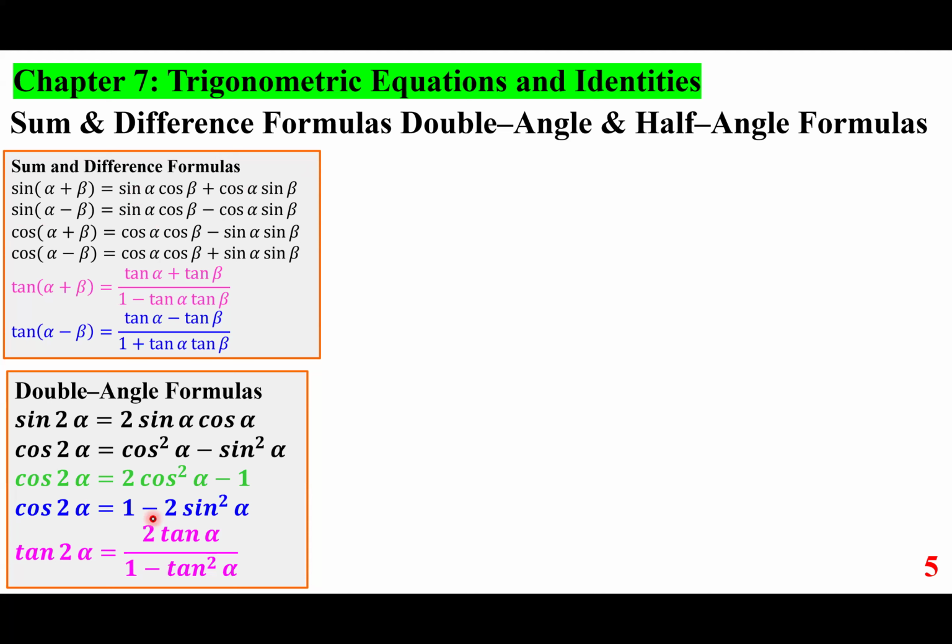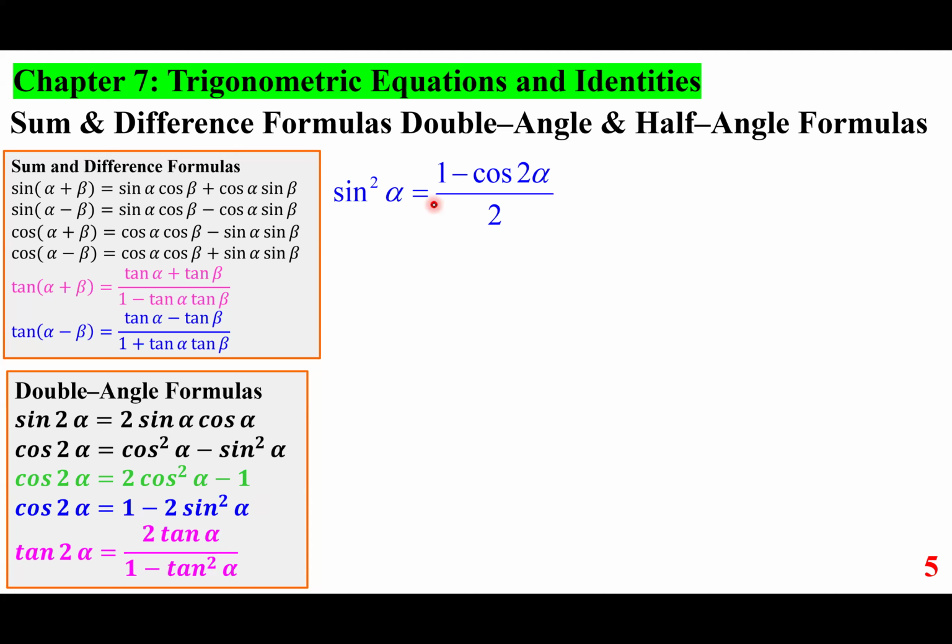Now, we want to go to the half angle, and that's, again, very simple. Take a look at this formula, for example, the blue one. If I move this to the other side, I get 2 sine squared. This one becomes 1 minus cosine 2 alpha divided by 2. And I hope you see that this blue formula can easily give you that.